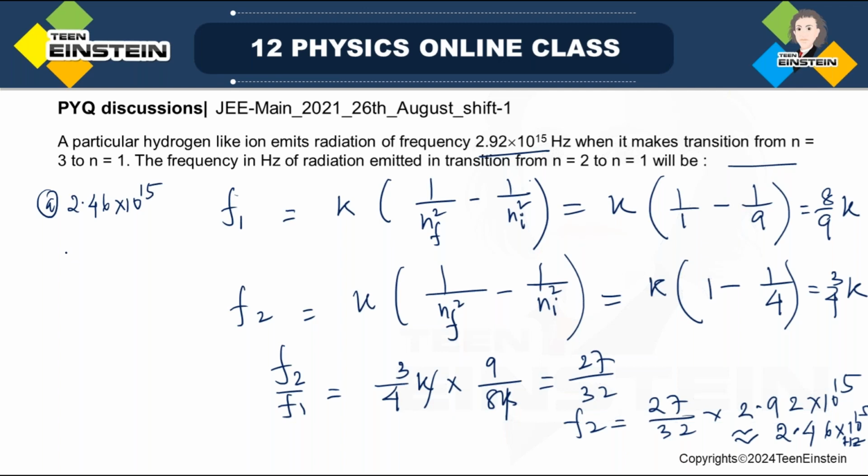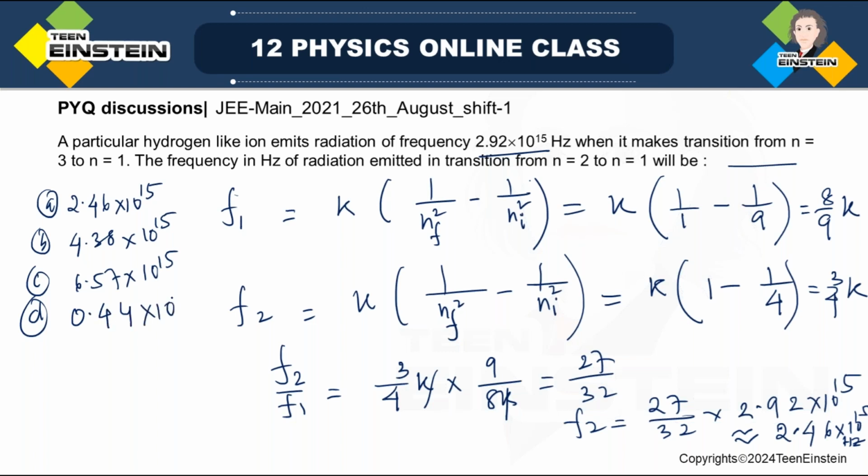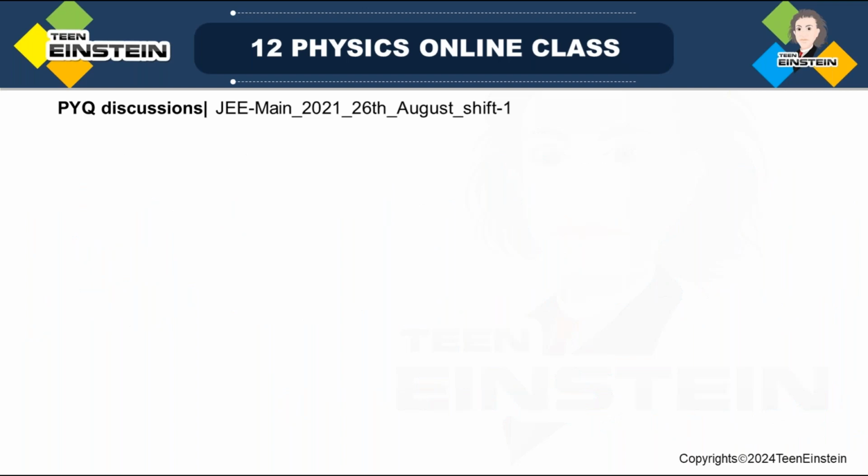Then option B was 4.38 into 10 to the power 15. These are all in hertz. Option C says it is 6.57 into 10 to the power 15. And the last option says it is 0.44 into 10 to the power 15 again. So out of all this, the first option will be the correct answer for this question. Okay, so we'll move on to the next problem.